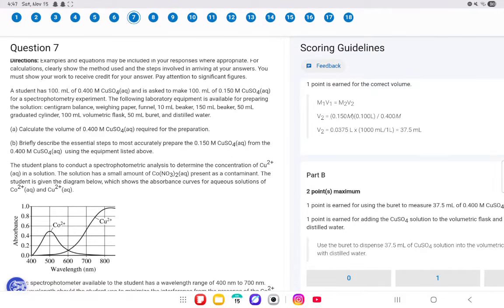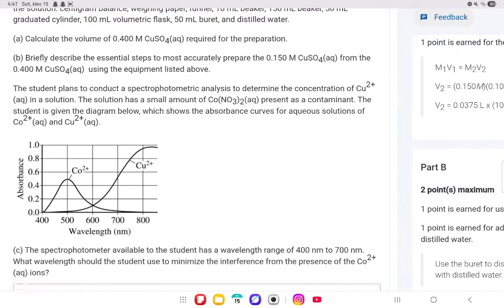Now in part C, what are they saying? They are saying the student plans to conduct a spectrophotometric analysis to determine the concentration of Co2+ in a solution. The solution has a small amount of Co(NO3)2 aqueous present as a contaminant. Okay, so what does this mean? It means this is unnecessary. We need to get rid of it somehow.